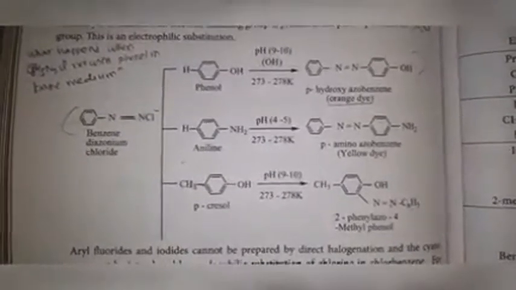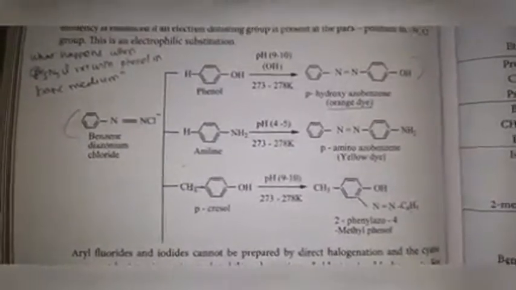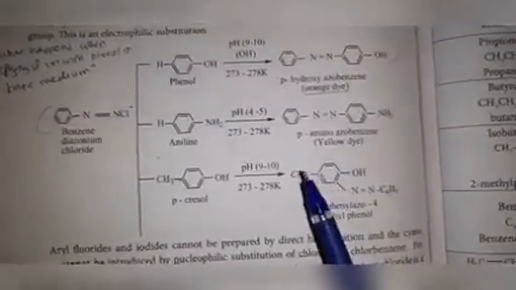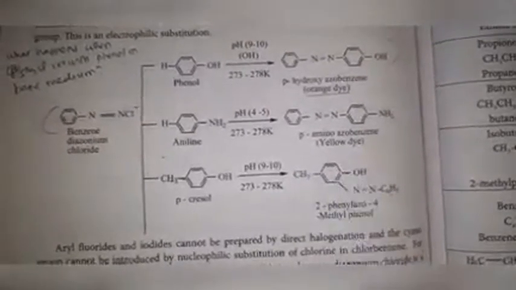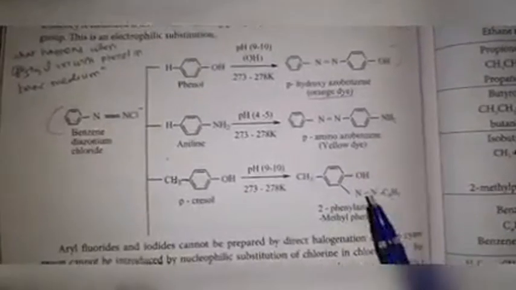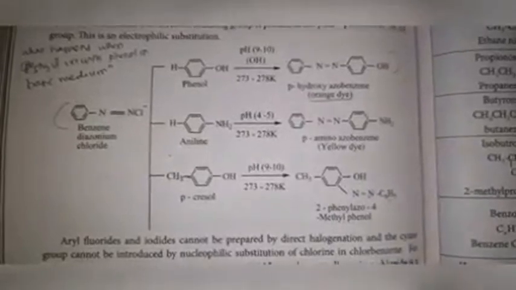The name of this compound is 2-phenylazo-4-methyl phenol. This is phenol, benzene attached to OH. This is called methyl phenol. With methyl phenol, this phenylazo group is attached with the second carbon. This is the first carbon and this is the second carbon. So 2-phenylazo-4-methyl phenol.